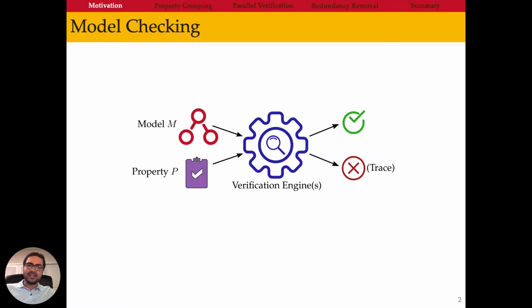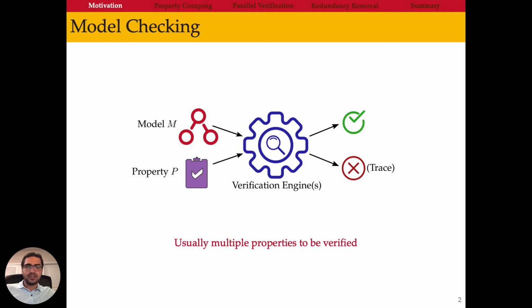Going back to basics, the process of model checking takes as input a model M of the system under verification and a property P representing system requirements. The verification engine then checks if the model satisfies the property, and if not, returns a counterexample trace showing the exact execution of the system that violates the property.